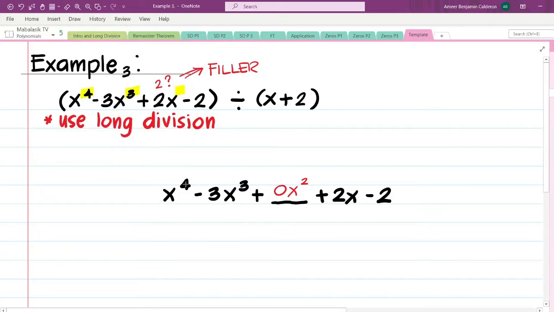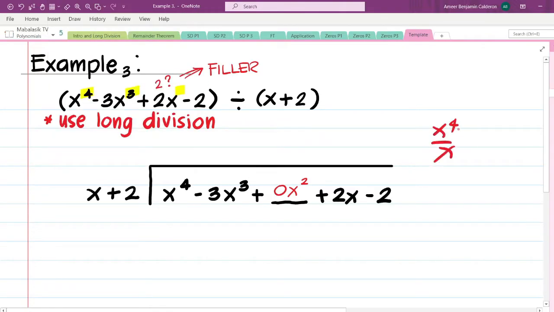So let's have now our division. We will divide this right there by x plus 2. So again, the first term of the dividend, divide it by the first term of the divisor. So we have x to the fourth over x. So you cancel that, cancel everything here, and you are left with x cubed. Let me just erase this.